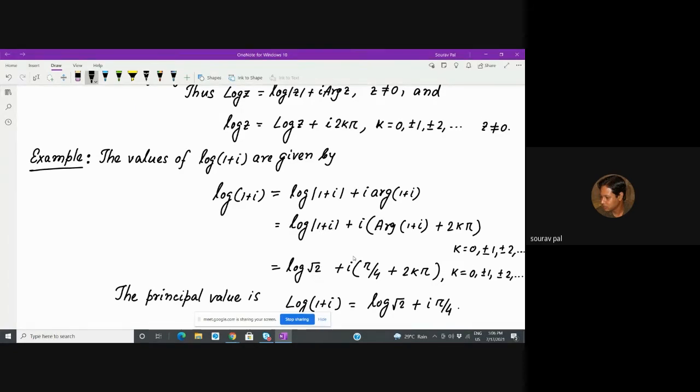We all know this. And the principal argument of this is precisely pi by 4, the angle that it makes with the positive real axis in the first quadrant. So this is the principal argument, so it has to be pi by 4. So these are all the values of log of 1 plus i. And the principal value is, needless to mention, this guy. So we have a quick example.